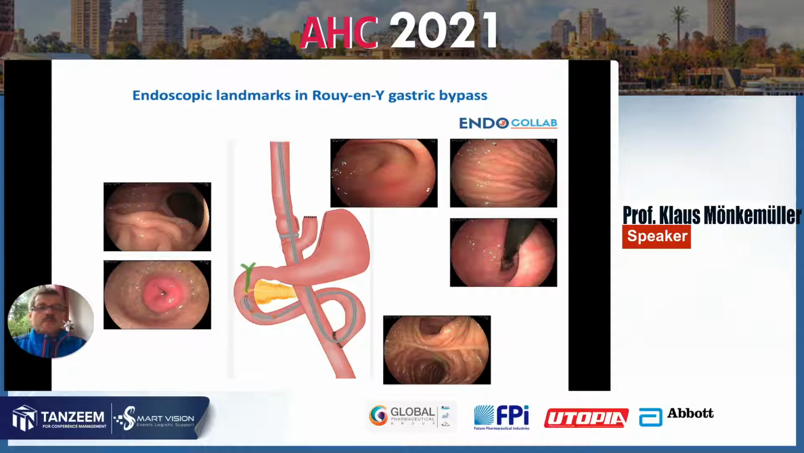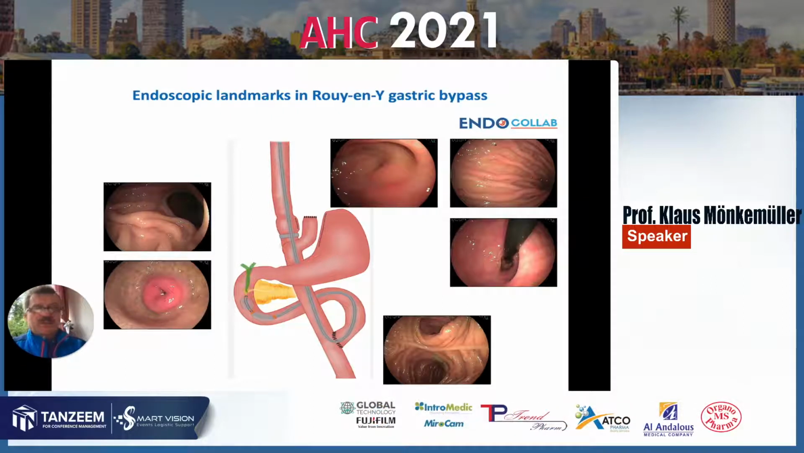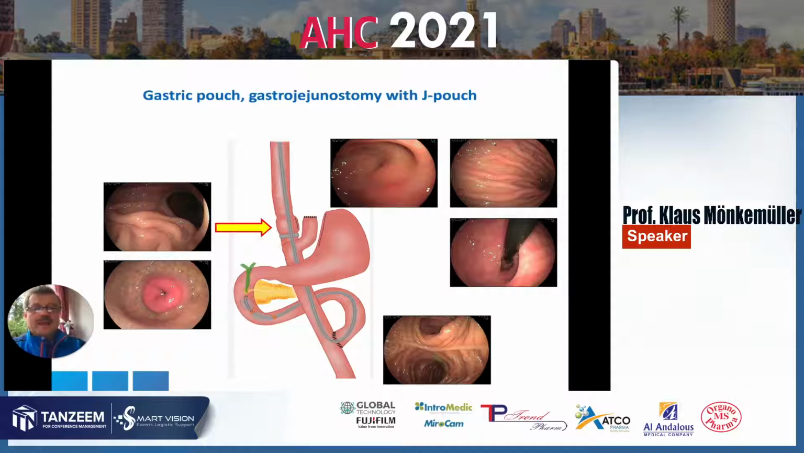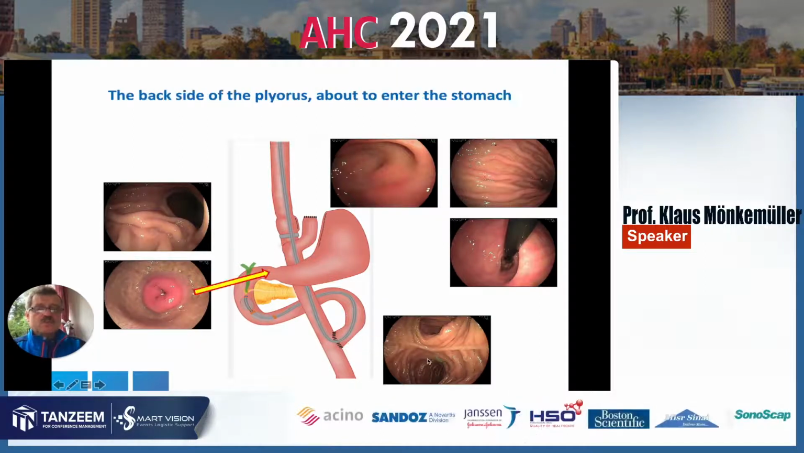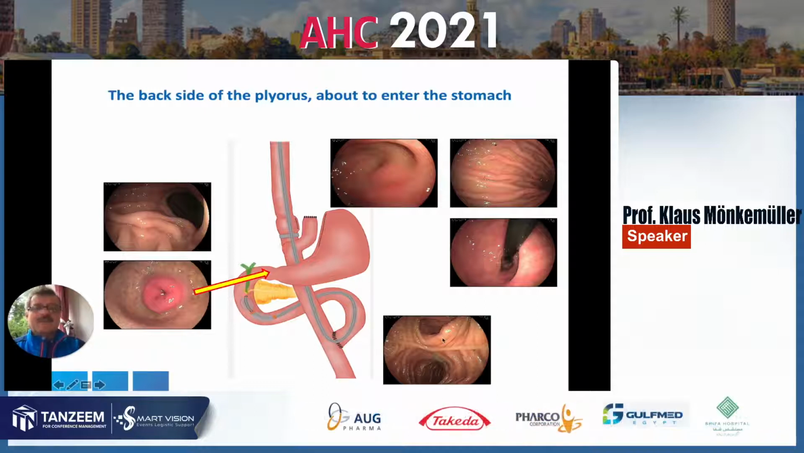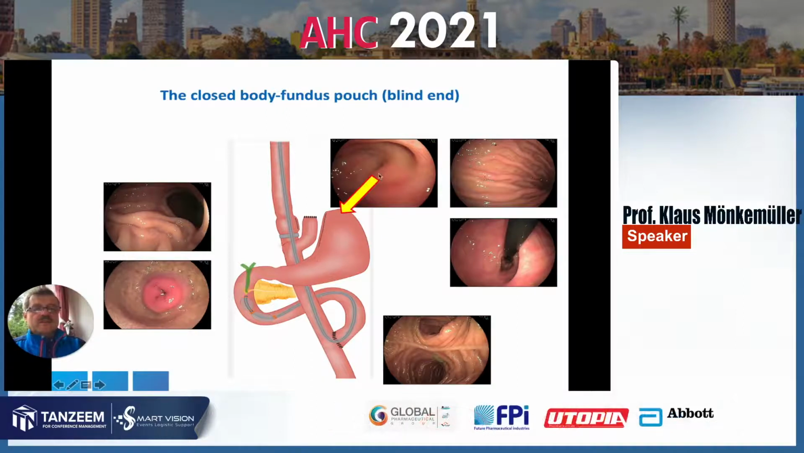When performing endoscopy in patients with Roux-en-Y gastric bypass, it's very important to remember the endoscopic landmarks. Here you are observing the remnant gastric pouch, which is quite small. Then you observe the anastomosis of the jejunum to the jejunum, the Y anastomosis. When you advance the endoscope into that limb going to the stomach, you can see the backside of the pylorus. You can enter the stomach here. This is the fundus of the stomach, which is closed.